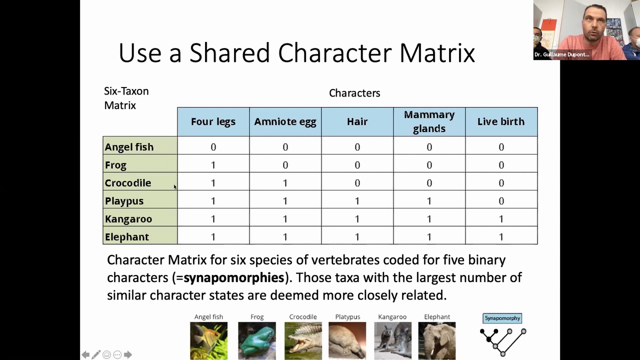So we have here the characters: four legs, amnioid eggs. For those who don't know what this is, an amnioid egg is an egg which has a skin which protects the embryo from drying out. Amphibians don't have this, for instance, fish don't have this. In German, with humans, it would be the Fruchtblase. I don't know what this is in English. I think it's also the amnioid sac. In any case, there's hair, there are mammary glands, and there's live birth.